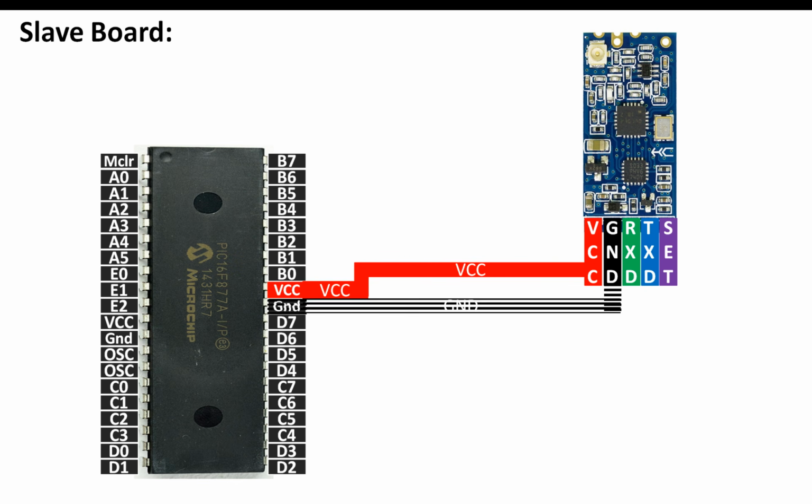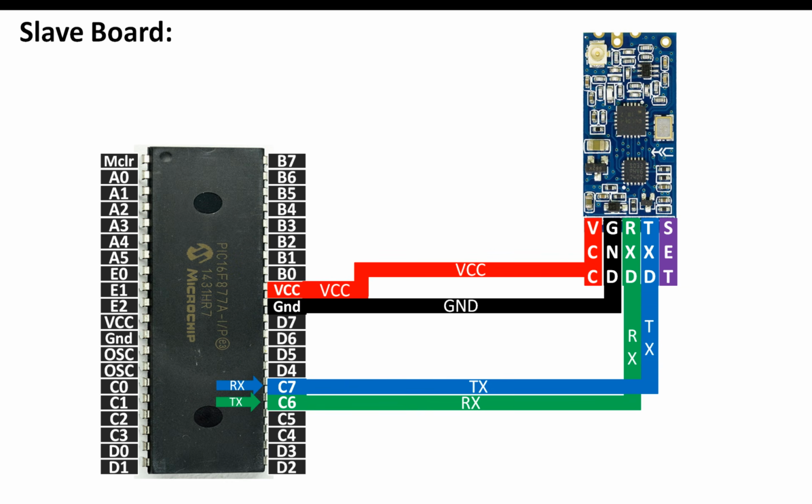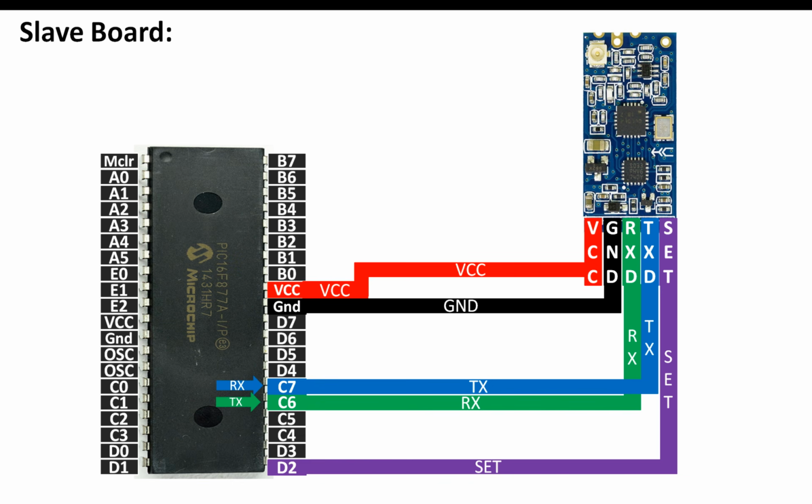VCC will go to the VCC, ground will go to the ground, RX will go to the TX of the PIC, TX will go to the RX of the PIC. For the Set pin, you can use any available digital input output pin. I am going to use pin number D2, like this.